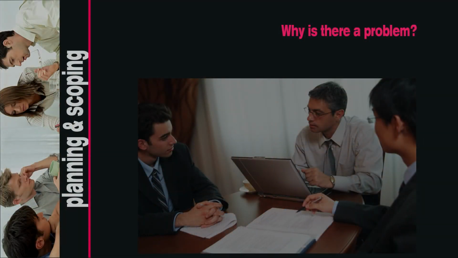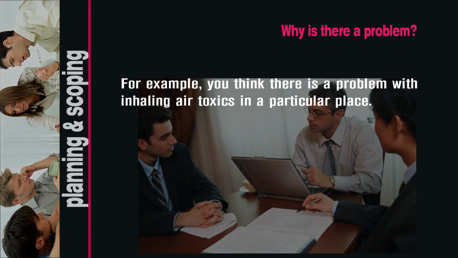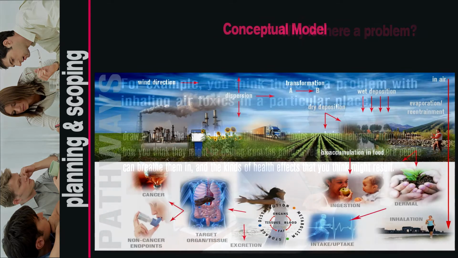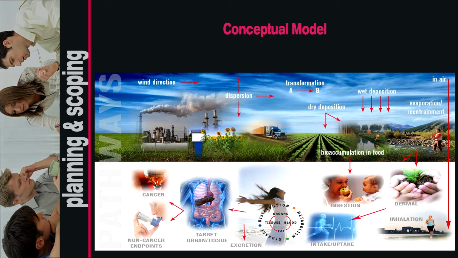For example, you think there's a problem with inhaling air toxics in a particular place. Draw a picture that shows how you think the air toxics are being released, from where, how you think they might be getting from the point of release to the point where people can breathe them in, and the kinds of health effects that you think might result. We call the picture a conceptual model because it is our concept of what happens in the real world when air toxics are released to the air from a source.